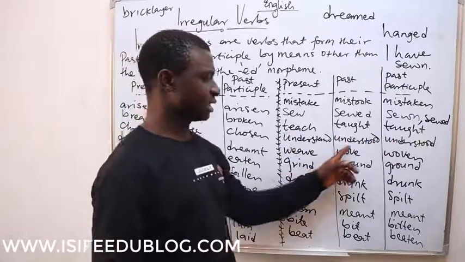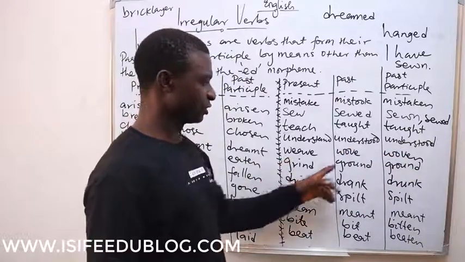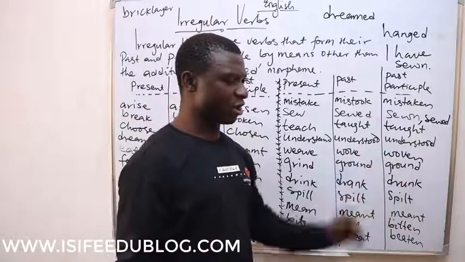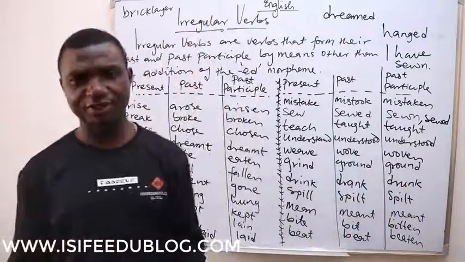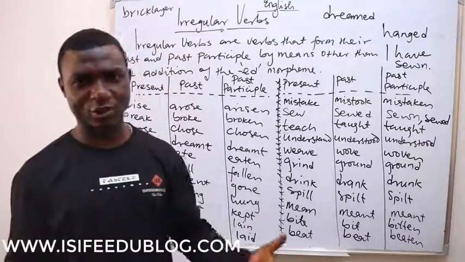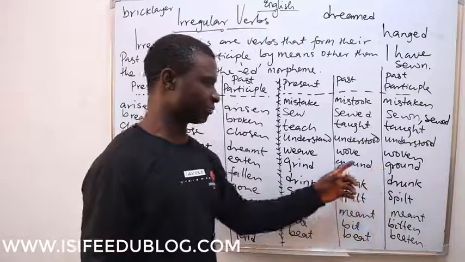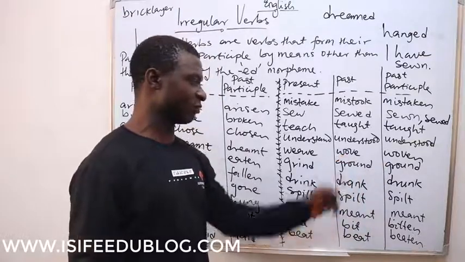Understand. Understood. Understood. Weave. Wove. Woven. Can you weave? Yes, I have woven a lot before now. I have woven handkerchiefs before now. So, woven is the past participle form of wove.